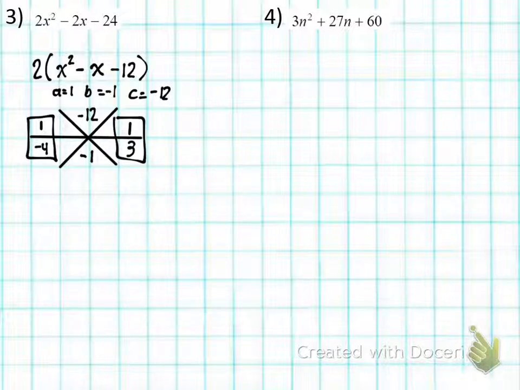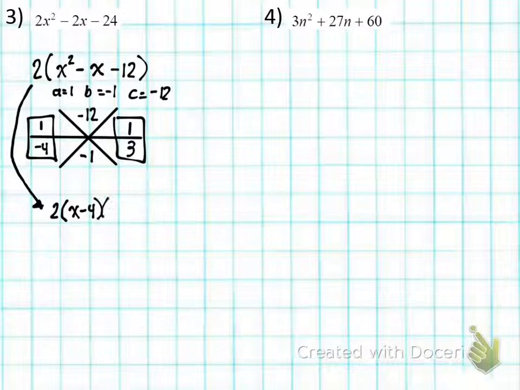So now we want to bring down the 2. Bring down your GCF. So you're going to be writing 2 times the quantity of x minus 4 times the quantity of x plus 3. Does that make sense? Yeah. And we're all done.